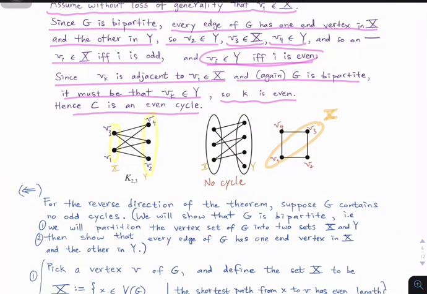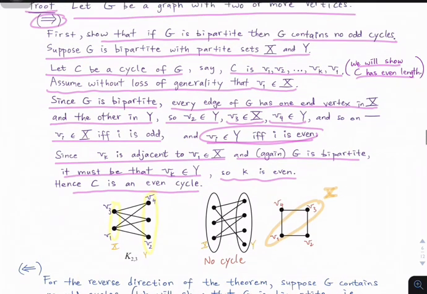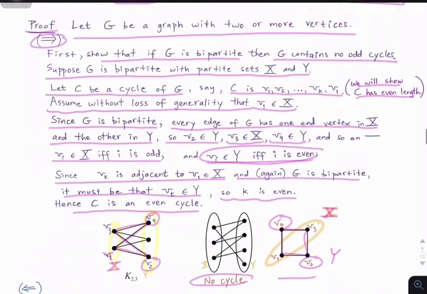So here is just an illustration of what we just did. With this proof, we start with a V1, which we assume to be in X. And let's say our cycle is V1, V2, V3, V4, and back to V1. So here we have shown that the even vertices in the cycle must be in Y. In this example, there's no cycle. And in this example, here's one cycle, V1, V2, V3, V4, back to V1. And again, the odd vertices in the cycle are in X, and the even vertices in the cycle are in Y. So we showed the forward direction.